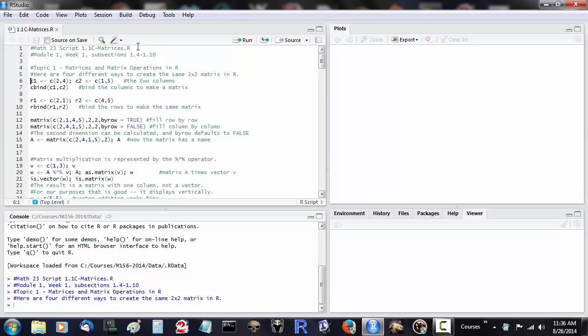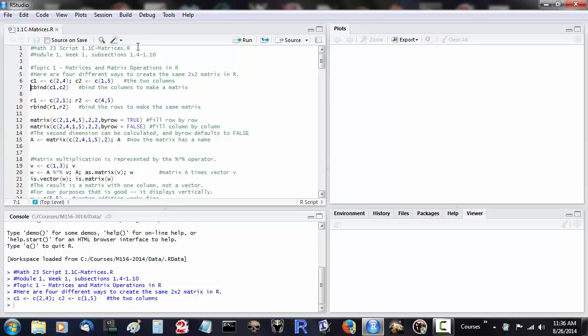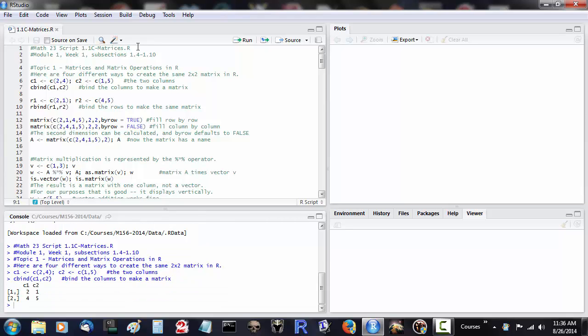If the first column has a 2 and a 4 in it, and the second column has a 1 and a 5 in it, the R function cbind will bind them together into a matrix, and you can see the matrix displayed at the bottom with the 2 specified columns. Conveniently, R even reminds us of the names that those columns had when we thought of them as vectors.